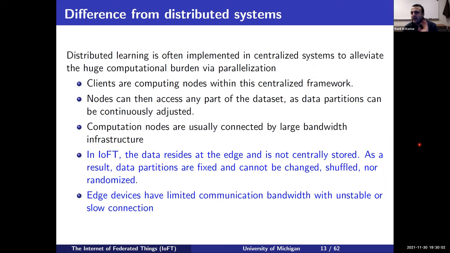The difference is in IoFT, the data is not in a centralized location where you can access any part of it at any time and with very high speed because of internet bandwidth. In contrast, our data resides at the edge. The data partitions are already decided. They reside at the edge. And often also the network bandwidth, or the communication that can happen between the cloud and the clients, cannot happen that often compared to having all your clients just compute nodes in a centralized regime.